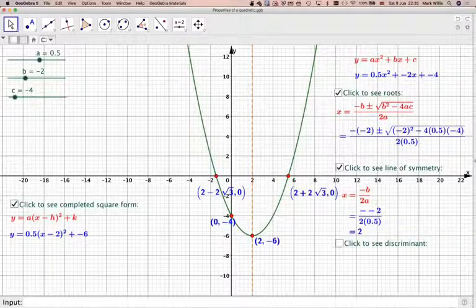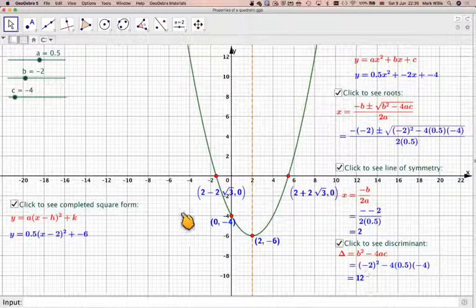Okay, so this has been a video to look at the general shape of a quadratic, the value of the roots, if it has some roots, the line of symmetry, the idea of what the discriminant does, and finally the completed square form for a quadratic function.